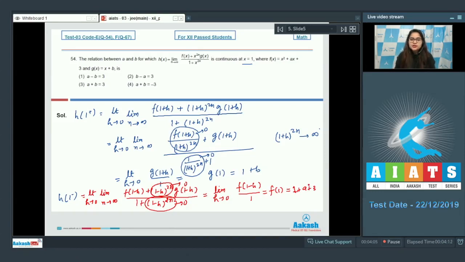So according to the question, h of x is continuous. So 1 plus a plus 3 is equal to 1 plus b. So from here you can see a plus 3 is equal to b. Now according to your options, a minus b is equal to 3 is incorrect. B minus a is equal to 3. So option number 2 is your correct answer.